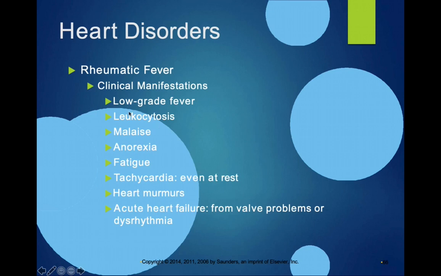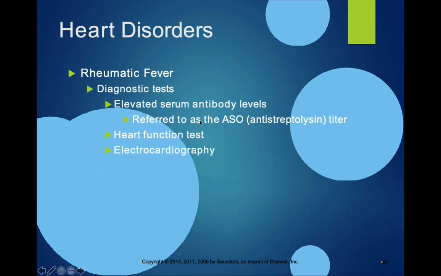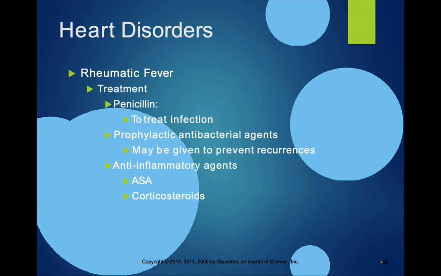Typically it shows with low-grade fever, leukocytosis, malaise, anorexia, fatigue, and increased heart rate even when you're resting. You can get heart murmurs and acute heart failure from the valve problem or the dysrhythmia. There'll be elevated serum antibody levels referred to as anti-streptolysin. Heart function tests and an EKG can be done to diagnose it. To treat it, typically penicillin or prophylactic antibacterials, as well as aspirin and corticosteroids as anti-inflammatory agents.